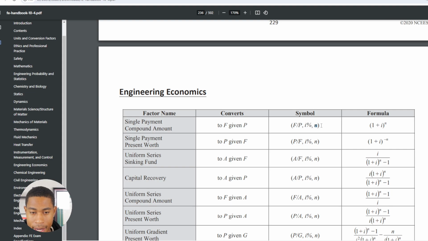All right, so my interest rate is going to be compounded in some way. So if they say it's compounded in years, then I know my N needs to be in years. If it's compounded in quarters, my N probably needs to be in quarters for this to kind of make sense. Okay, and why is there a formula here?